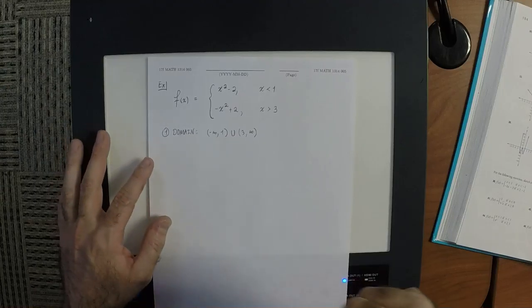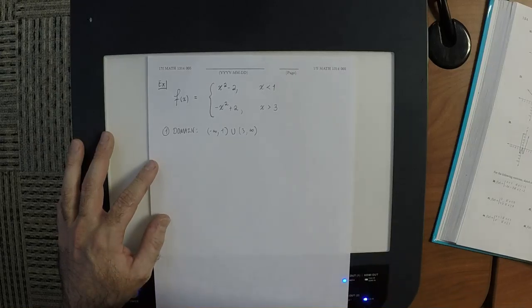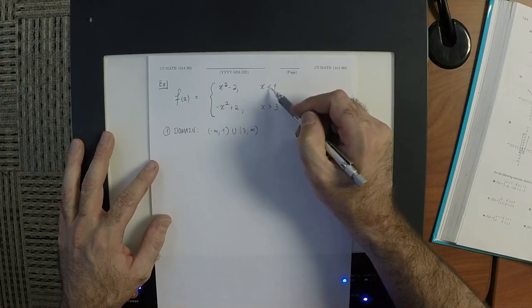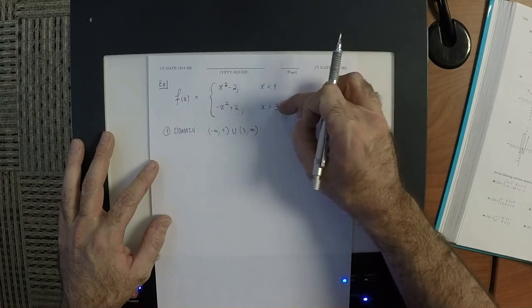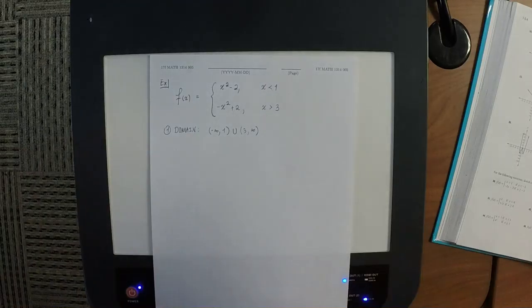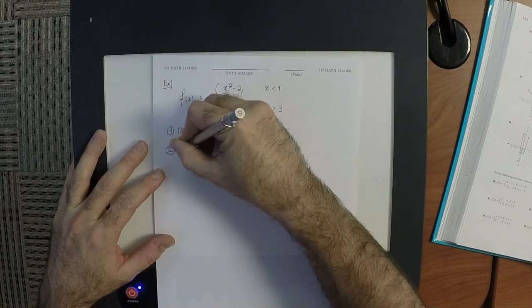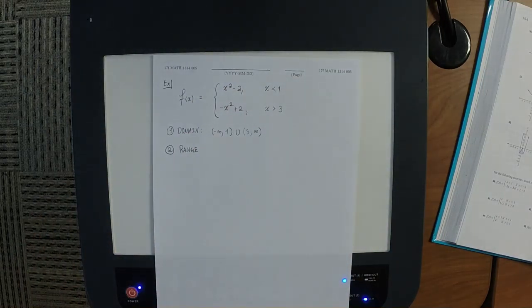Notice that the domain is fairly easy to figure out, because it's just the union of all of these. So if there were 10 clauses, it'd be that one, union that one, union that one, union that one, 10 unions. Okay, but the range is slightly more complicated to try and figure out. So let's figure out the range now. Let's see if we can do it.